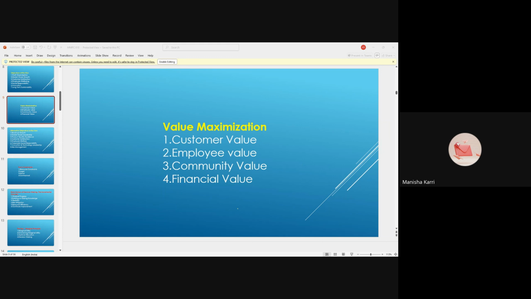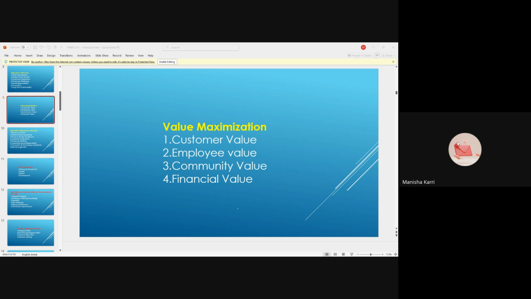Okay, so here all these things are maximizing value. Next one is financial value. So, what is financial value? It means that by focusing on customer satisfaction, employee well-being and the company's involvement, the bakery attracts more customers and retains loyal employees, and it also builds more brand value.